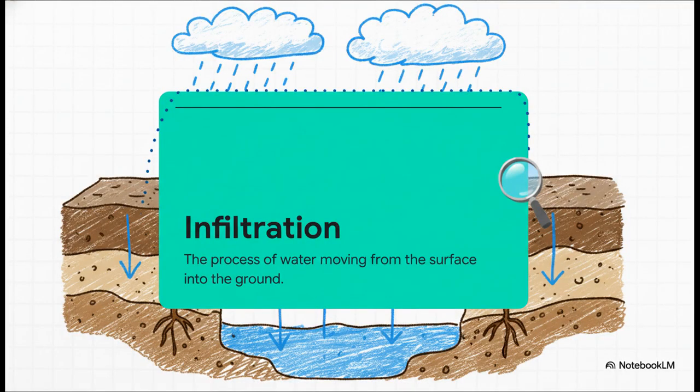Water is always on the move. When rain soaks into the Earth, we call that infiltration. It's basically the planet taking a long, slow drink to refill the groundwater that feeds our wells and springs. And without that, our underground reservoirs would just run dry.